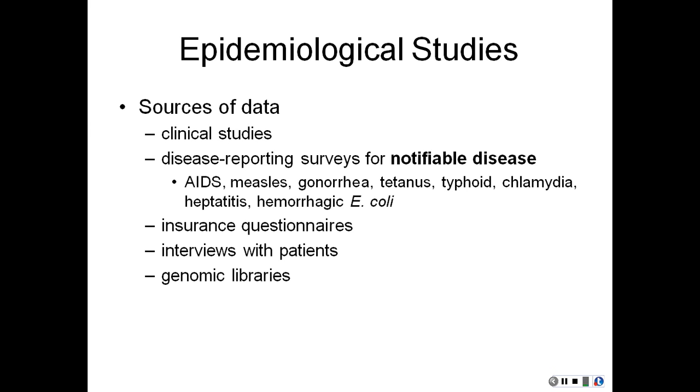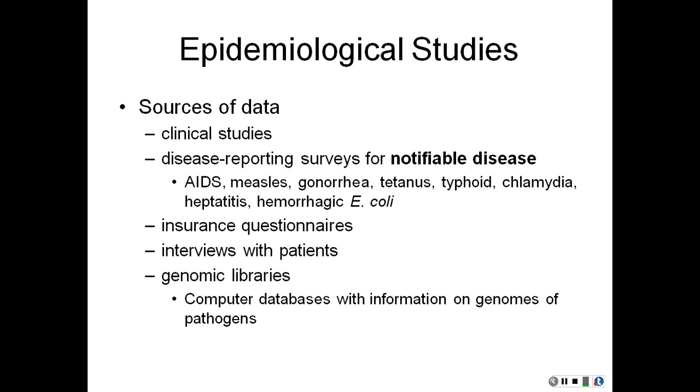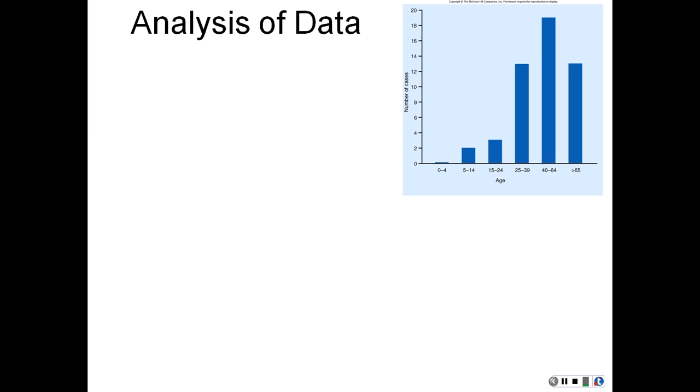Genomic libraries. You've heard a few times now about how, and you saw in the movie how there's information about the genetic sequences of different pathogens, and we can use those to figure out what caused something, right? So we have that information, and that can help identify the cause of an outbreak. So all of these things are sources of data.